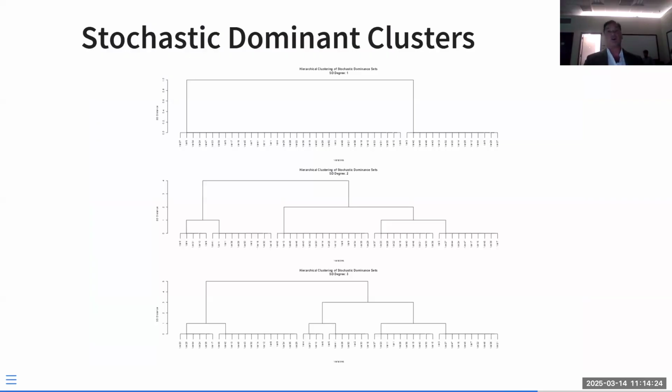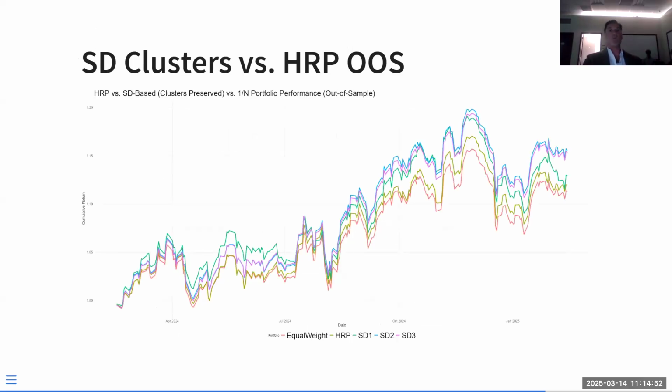In comparing to HRP, which just does naive clustering and seriation of the covariance matrix, I came up with iterative stochastic dominant clusters. You get your efficient set for a given degree, and then you apply stochastic dominance on the outcasts. Then you keep doing that until you're left with the minimum number of securities. So you can cluster now based on stochastic dominance. And here's the degrees 1, 2, and 3 clustering.